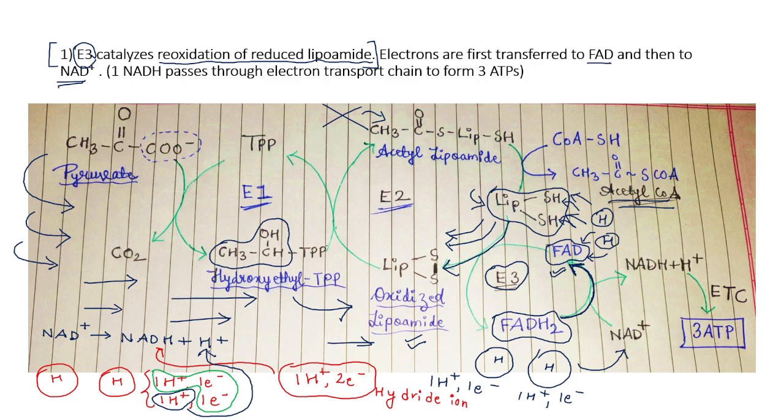Okay. So this NAD+ will get converted into NADH plus H+. This NADH molecule will enter electron transport chain and result in the formation of 3 ATP. How this will occur, we will discuss it when we will study electron transport chain in detail. So when one NADH molecule passes through electron transport chain, it will result in the formation of 3 ATPs. Okay. So this was the mechanism of pyruvate dehydrogenase complex. Now we will quickly summarize all these steps.